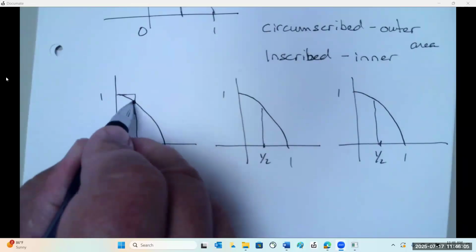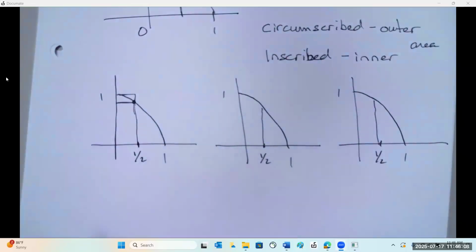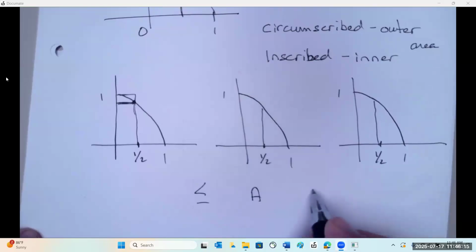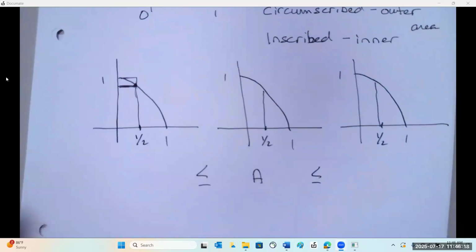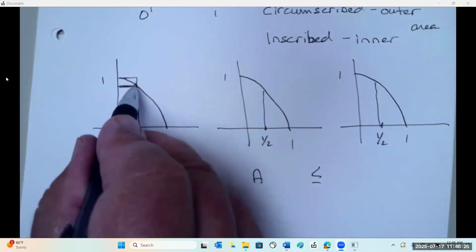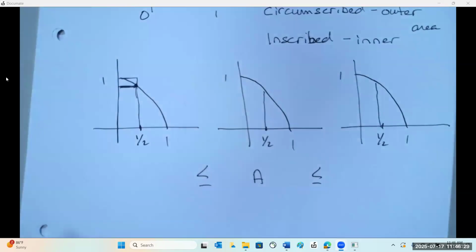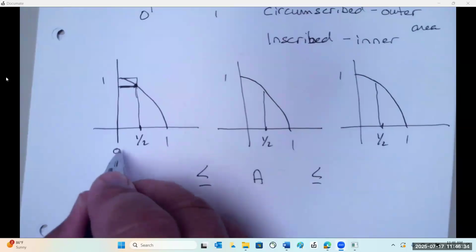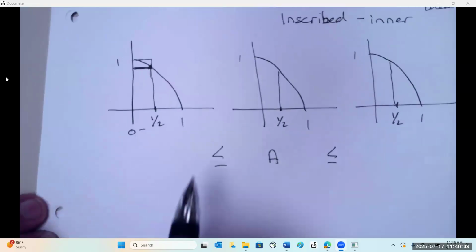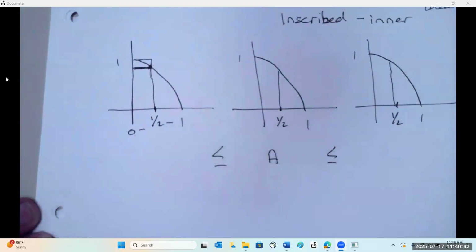Let's start from here. Let's stay inside the area. Because I want to have this one less than or equal to the true area less than this one. So since I cut this one in half, I have to use that point. This is my rectangle for the first one. So notice I have my sub interval here from 0 to 1/2. And then I have another sub interval from 1/2 to 1.